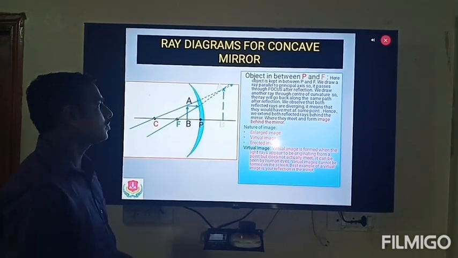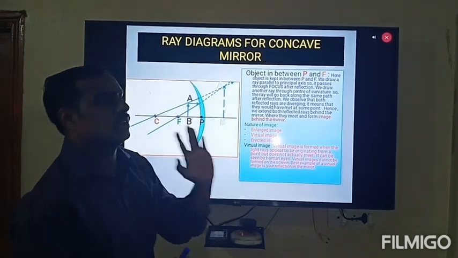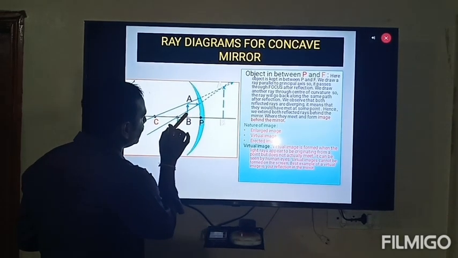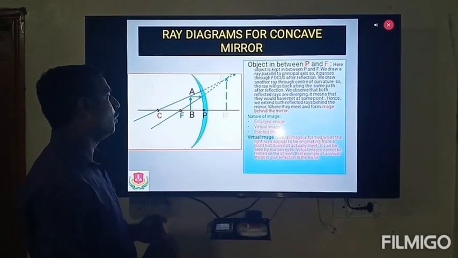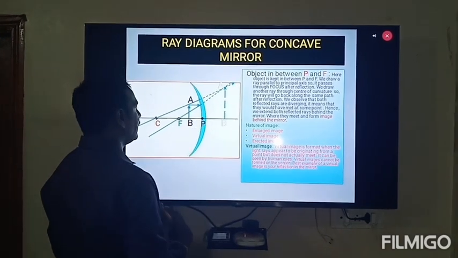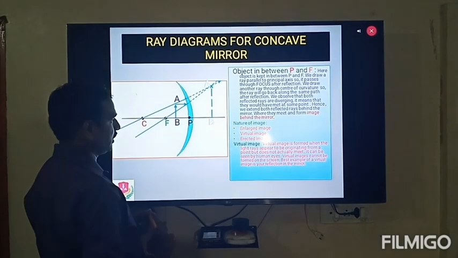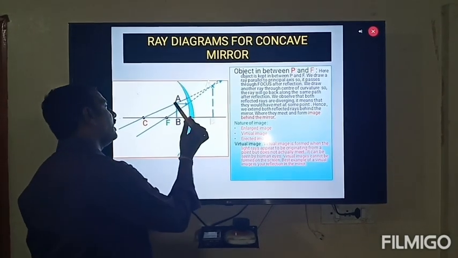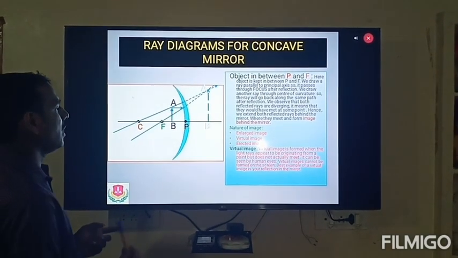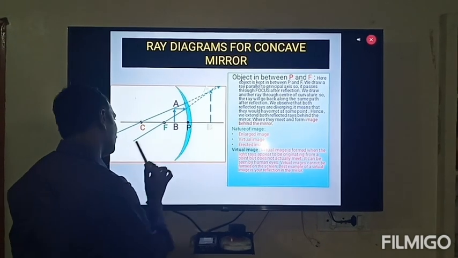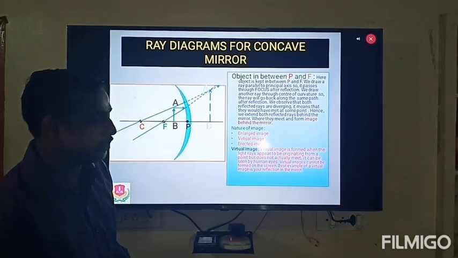Now, in the next case, we are moving very near to the mirror. We are placing the object in between F and P, between the focal point and the pole. We take one single ray first, the small one that is parallel to the principal axis. Next, another ray passing through the center of curvature. As we know, after reflection the parallel ray passes through the focus, and the ray passing through the center of curvature traces the same path.